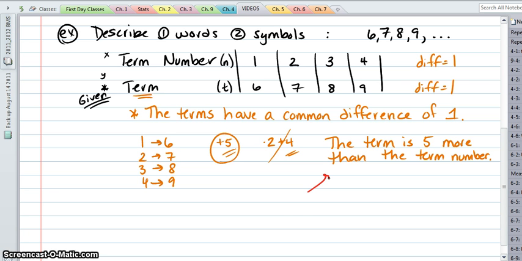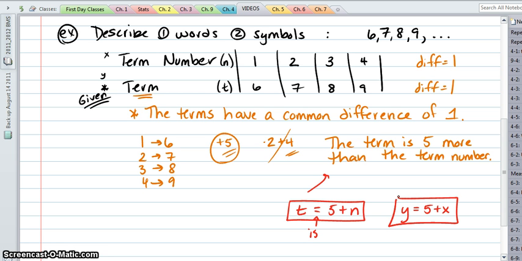So the term is represented by t, is, and that's my equal sign, the term is 5 more than, which means addition, than the term number n. So this would be my equation, or how I use symbols. If you were using x and y, it would look like this: y equals 5 plus x. You could also rewrite it as f of x equals 5 plus x. Again, a lot of different ways to write it, but they will still give us the same situation.